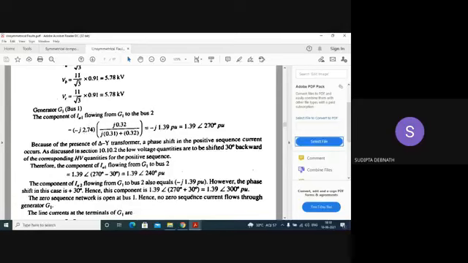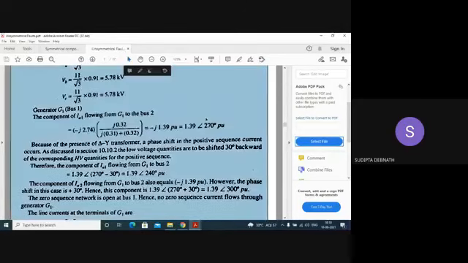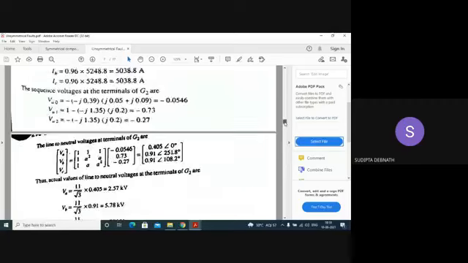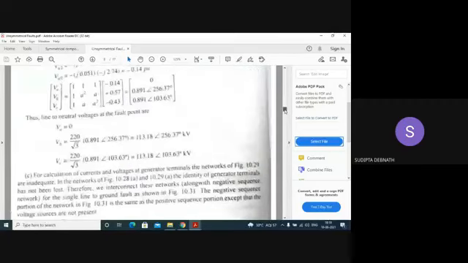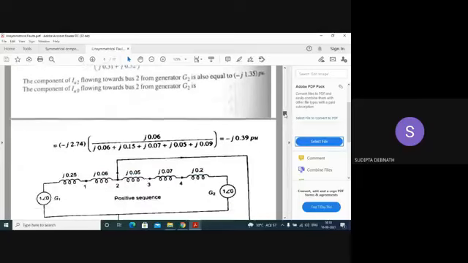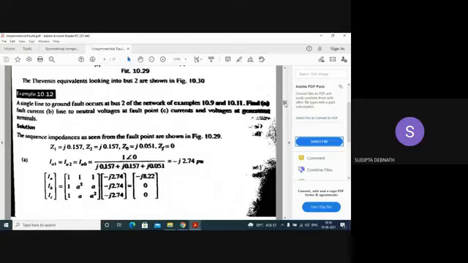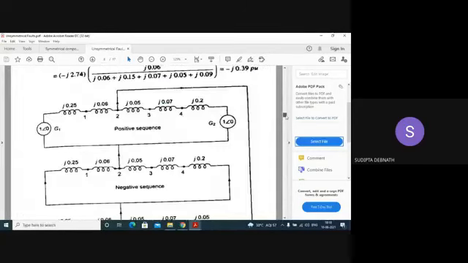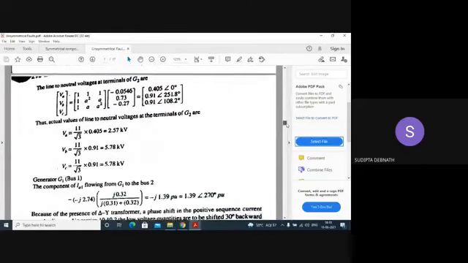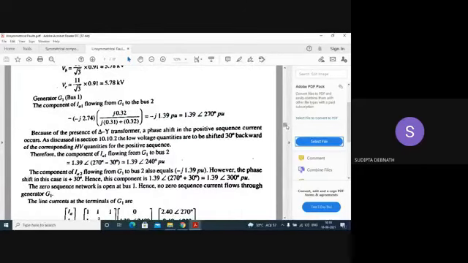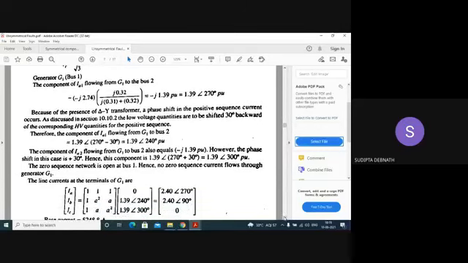Okay. So this part, have you understood? Because it has been asked what is the current at the generator terminal. See, what is the question? The question is the currents and voltages at generator terminals. So you have to find out the currents and voltages at the generator terminals. If the question were to find out the current contributed by the generator G1, then you need not consider this phase shift. But you have to find out the currents at the generator terminals.